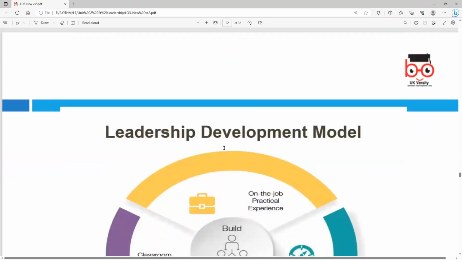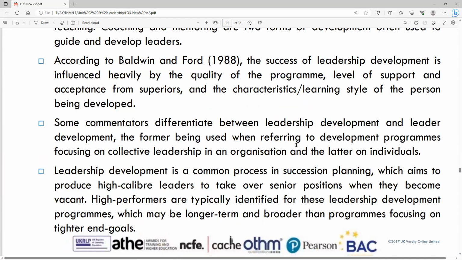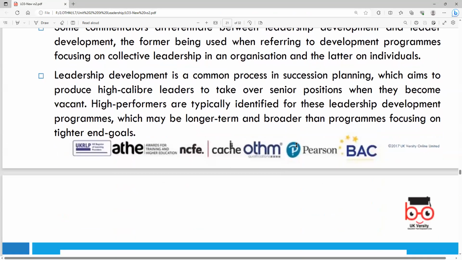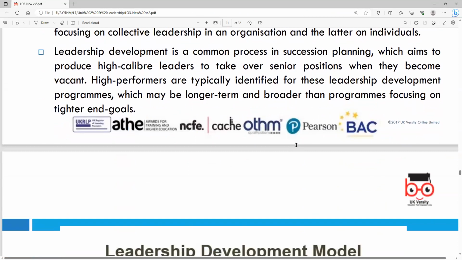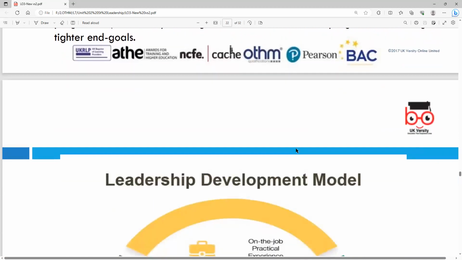So we need to distinguish between leadership development and leader development. The leadership development looks at the process of developing high caliber leaders to take over senior positions when they become vacant, rather than focusing on the individual.